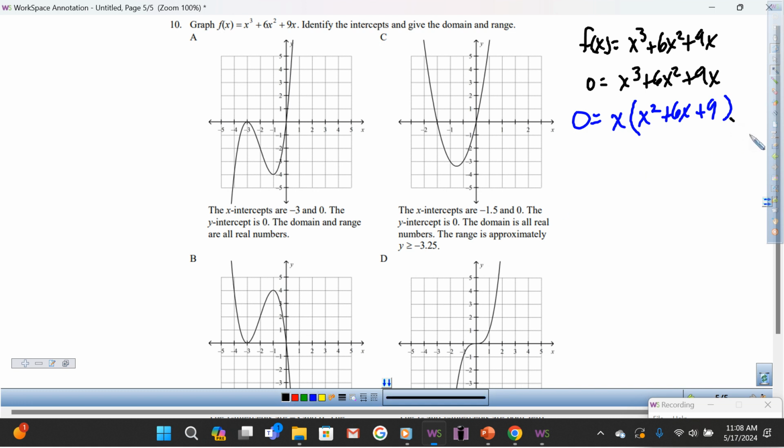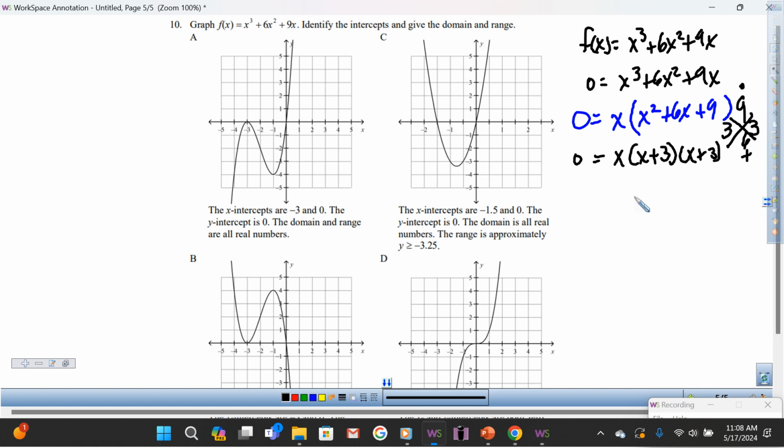That is correct. 9 and 6. What factors of 9 add up to 6? Yeah, 3 and 3. So my factors are x, x plus 3, x plus 3.